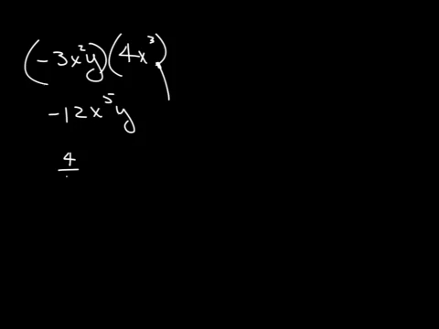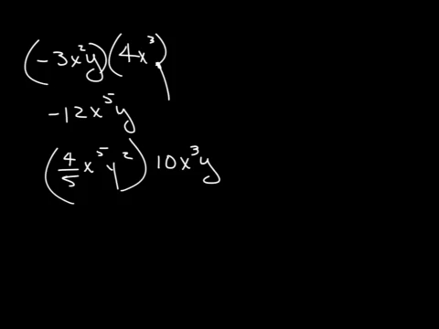4 fifths x to the 5th y squared. And we're going to multiply that by 10 x cubed y. Okay, we can put that in parentheses if it helps, doesn't have to be though. Alright, so again we're going to multiply the numbers. 10 times 4 fifths, so this is the same as 10 over 1. So 10 times 4 is 40 over 5.